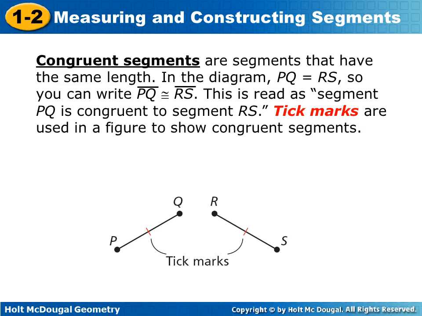We use tick marks to show congruent segments. So we put a little dash on each line to show that they're the same. Usually if you have a picture with more than one set of congruent lines, you would use 2 tick marks for the second pair, 3 tick marks for the third pair. Or if you want to do it like I do, you can use colored pencils or colored pens, and you can make each pair a different color.